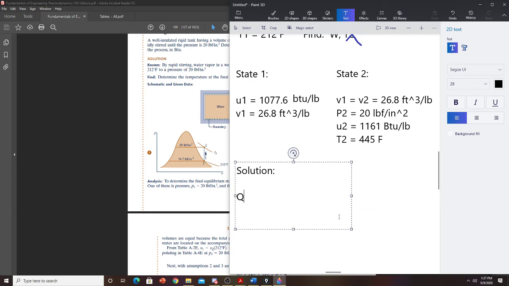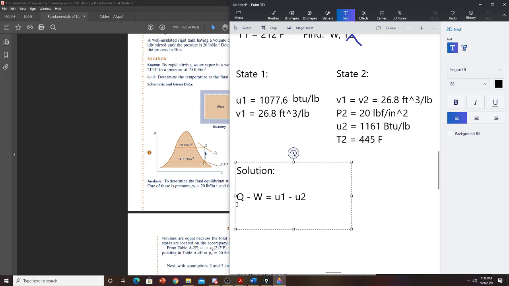Let's say Q minus W is equal to U1 minus U2. Right? Does this ring a bell, hopefully? Can I get some yeses in here? No, people are still alive? Okay, that's good to know.